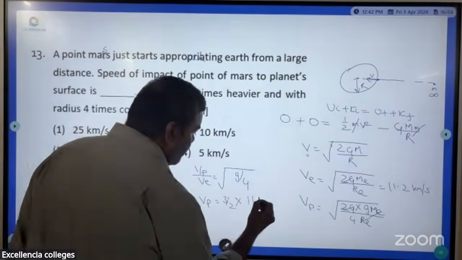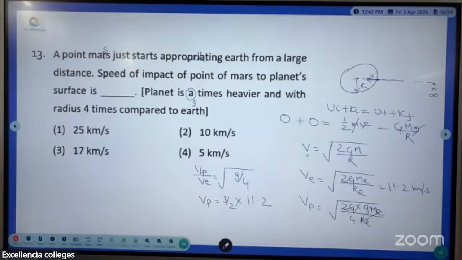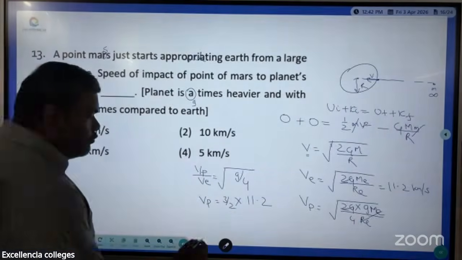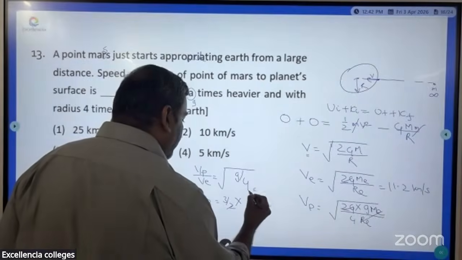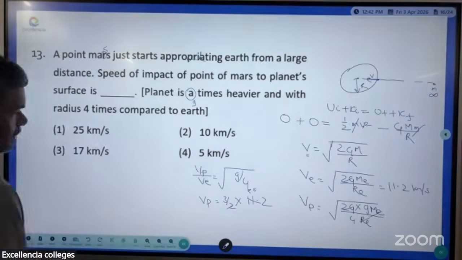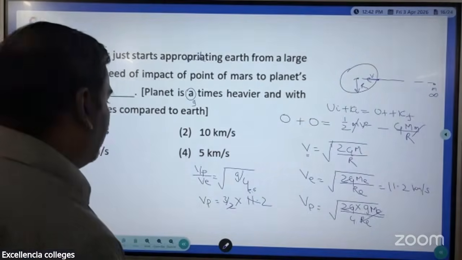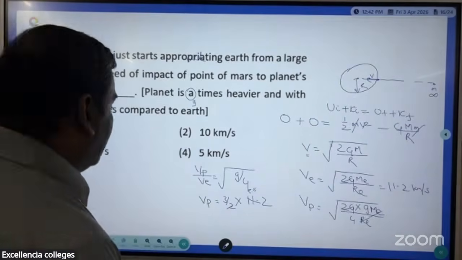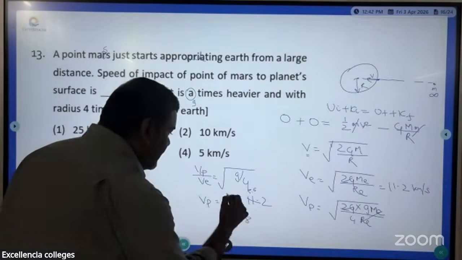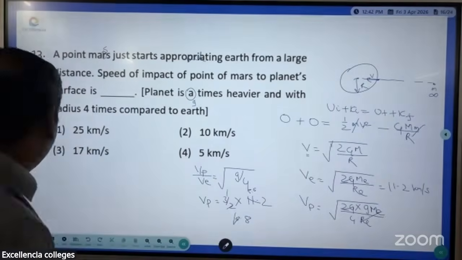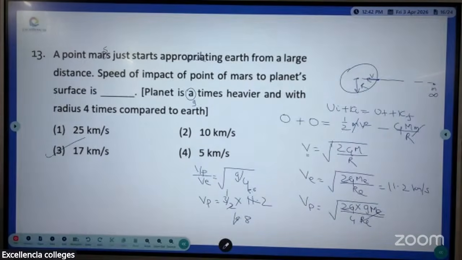Escape velocity is 11.2, half of that will give you around 5.6. 56 into 2 is 112, right? And then 5.6 into 3 will become 16.8 km per second. Approximately third option. 17 km per second is what we are getting here. Okay.